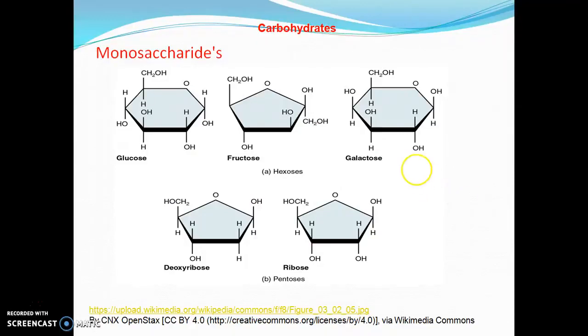Monosaccharides include glucose, fructose, galactose, deoxyribose and ribose. Monosaccharides are a single unit of sugar and are the smallest carbohydrates. Glucose is a 6-carbon sugar, the sugar in our blood. Fructose is the sugar that sweetens fruit. And galactose, the sugar found in milk, has the same chemical formula as glucose.